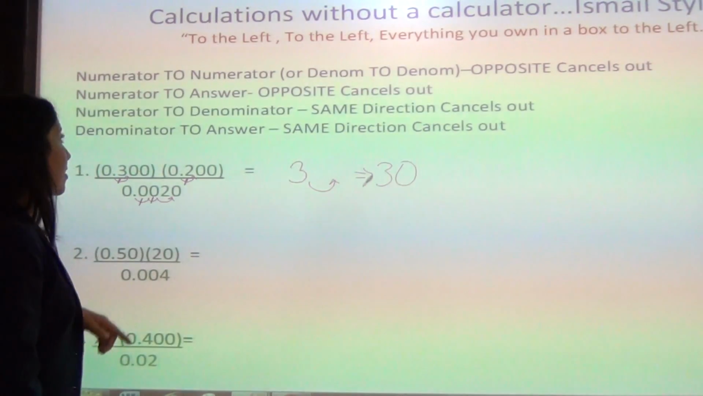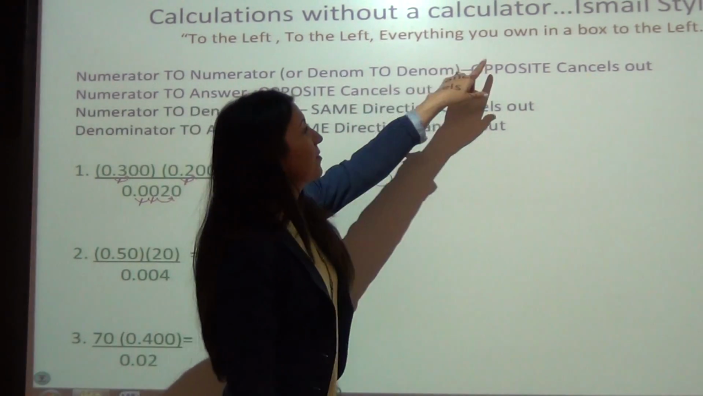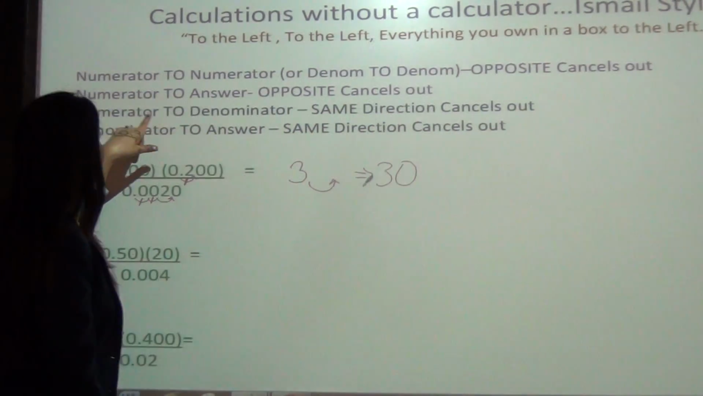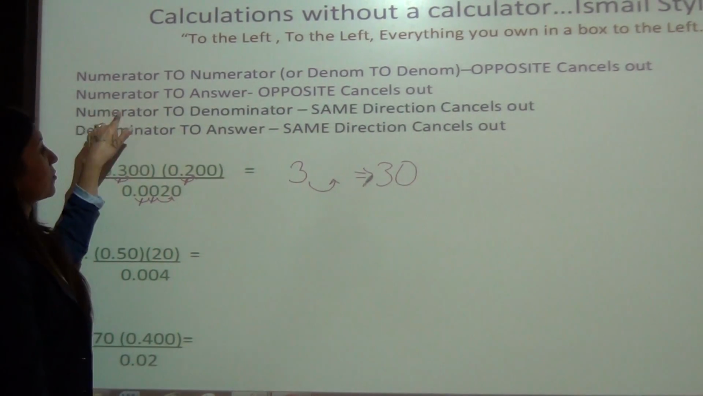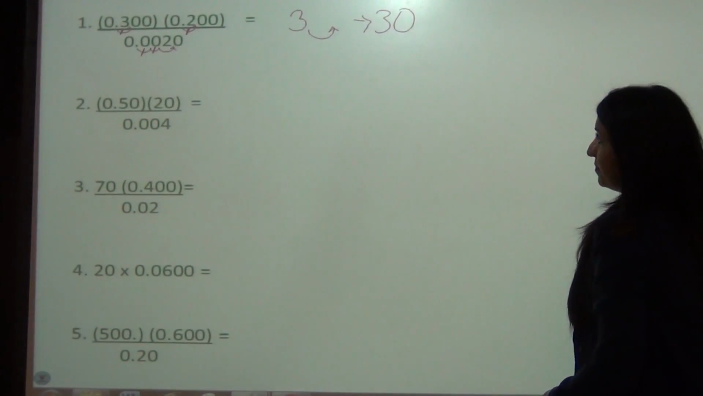So let's try another one. Up here it just says, if it's numerator to numerator or denominator to denominator, you want to go in the opposite direction to cancel it out. Numerator to answer is opposite. Numerator to denominator is the same direction. Okay? So let's try another one here.